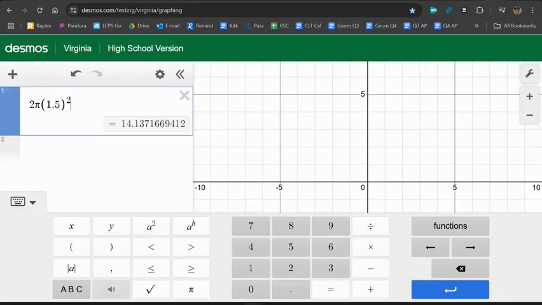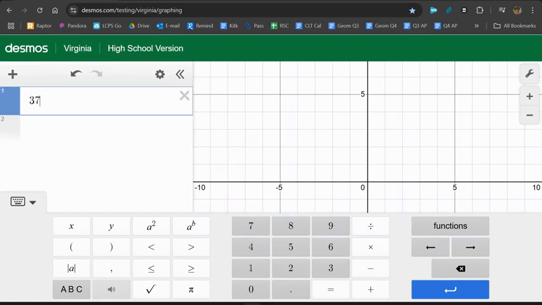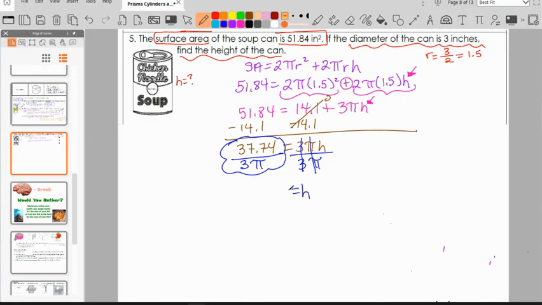So let's go practice that. 37.74 divided by 3 pi. And I get it's going to round to 4. So I'm going to change that to an approximate sign to show that it's approximately 4. And what are our units? We're getting the height here. That's height in not square inches, just regular inches for height. So my height is approximately 4 inches.